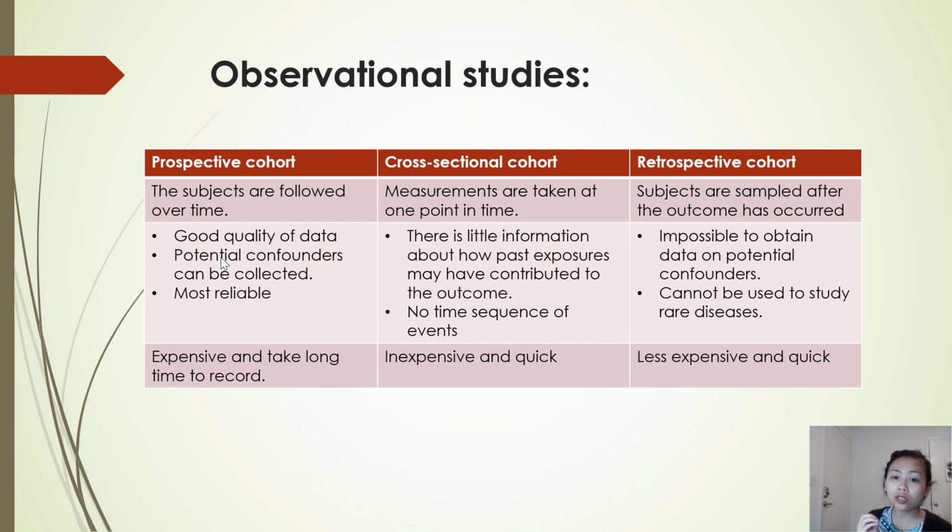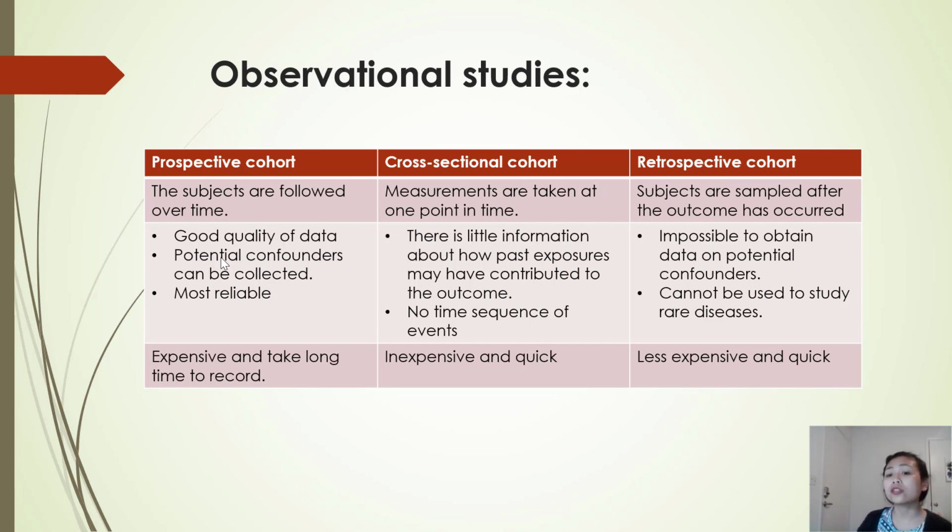But the good thing for cross-sectional cohort is it's not expensive and it's very quick, because you consider only one single time. You make the study, you collect the outcomes, and then you get the conclusion. So it's not expensive and it's quick, but the disadvantage is the information is not enough. It's not reliable.